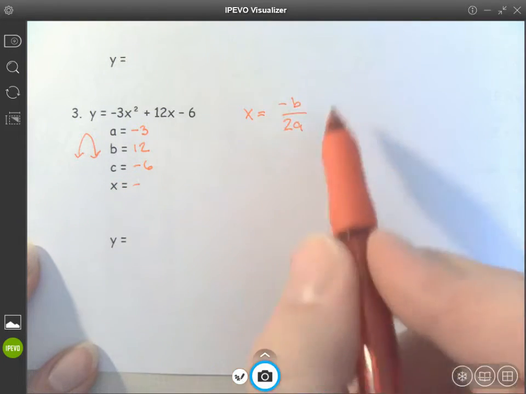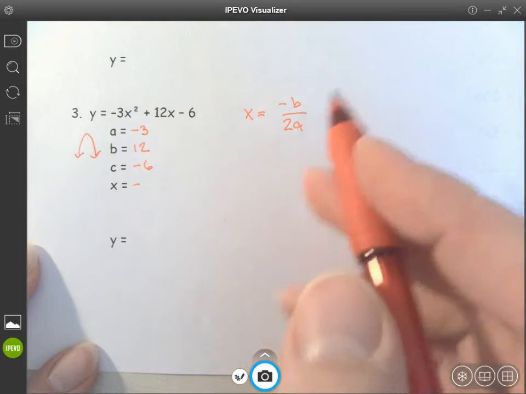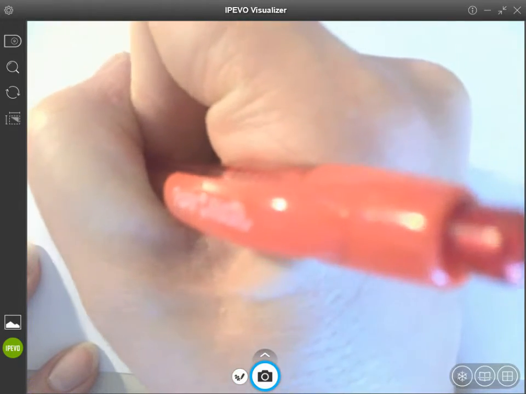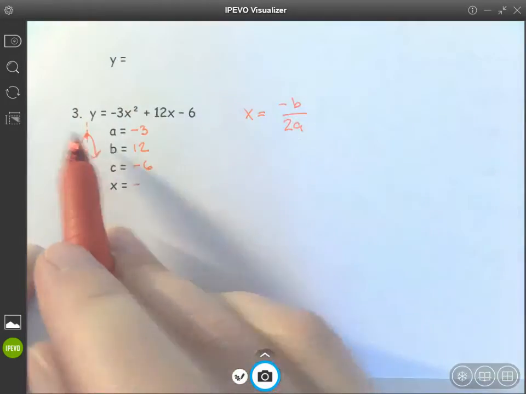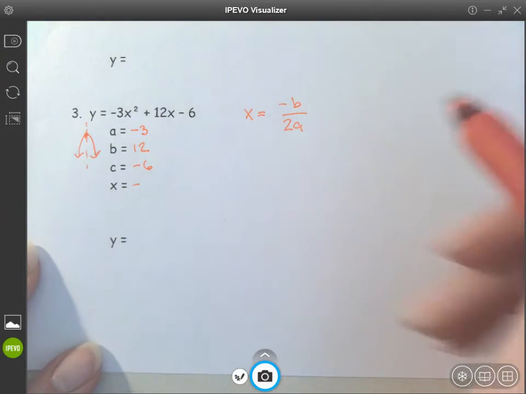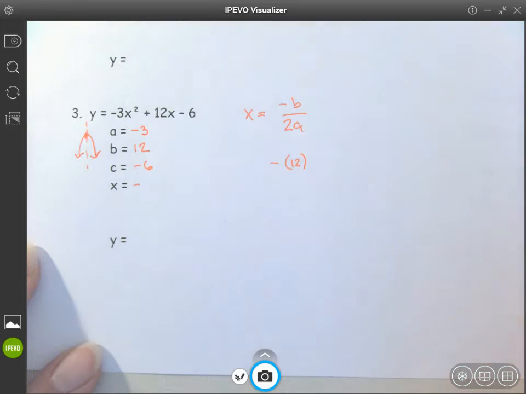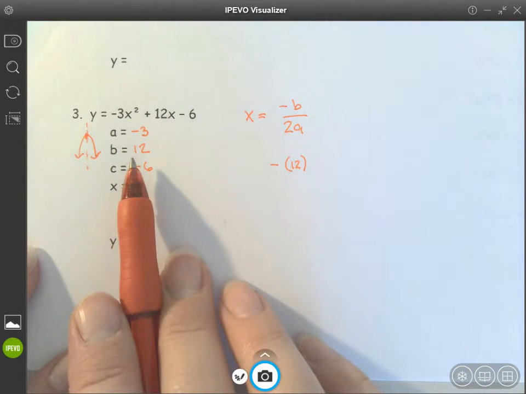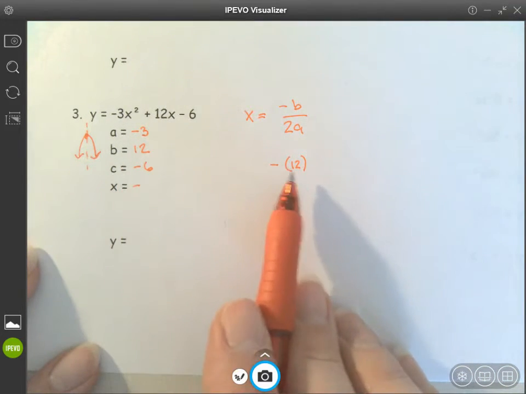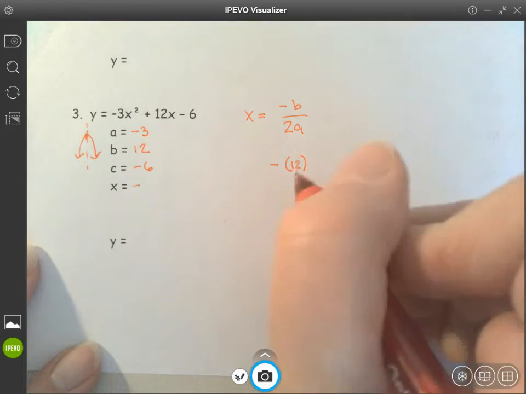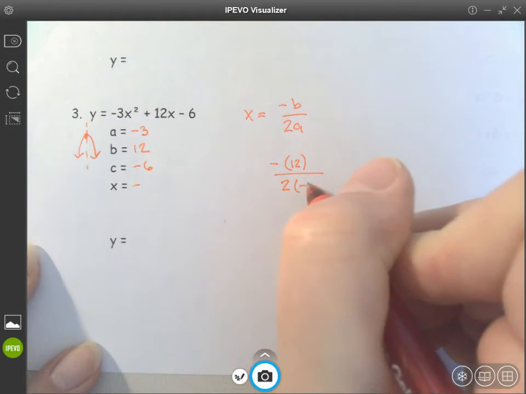So here's my axis of symmetry formula, which gives me that axis of symmetry that goes right through the vertex, thus giving me the x value of the vertex. So let's plug it in. It is going to be a -12, and that can be the biggest mistake here. My 12 is positive, but if it was a negative, that'd be a -12. All over 2 times -3.